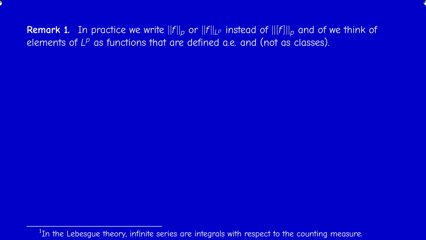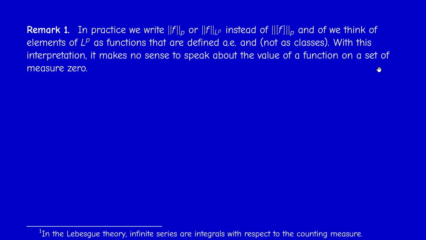Now in practice, we write norm P of f or norm LP of f instead of the norm of the class containing f. And you think of elements of capital LP as functions that are only defined almost everywhere, and not as classes. So we can write: let f belong to LP. It makes no sense in this interpretation to talk about the value of a function on a set of measure 0.